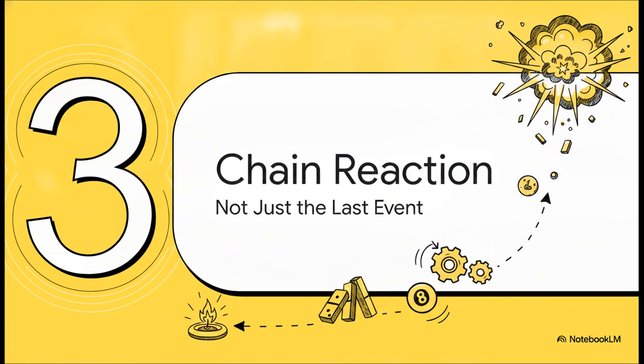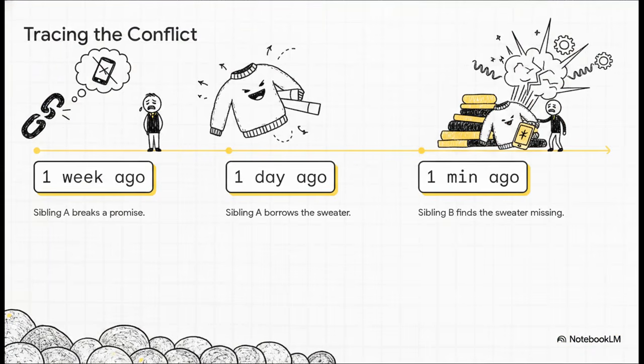Next up, part 3, tracing the chain reaction, because it's almost never just about the last event. Our timeline here brilliantly illustrates this chain reaction metaphor. It completely corrects the common misconception that the very last event is automatically the only cause of a conflict. Look at it. If we only look at 1 minute ago, we think the phone was hidden just because of a sweater. But if we rewind to a week ago, sibling A broke a major promise to sibling B. The borrowed sweater wasn't the sole cause of the hidden phone. It was literally just the straw that broke the camel's back. In drama, causes pile up over time until the tension just absolutely snaps.